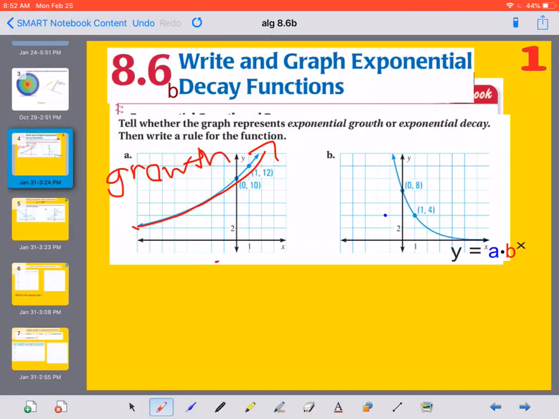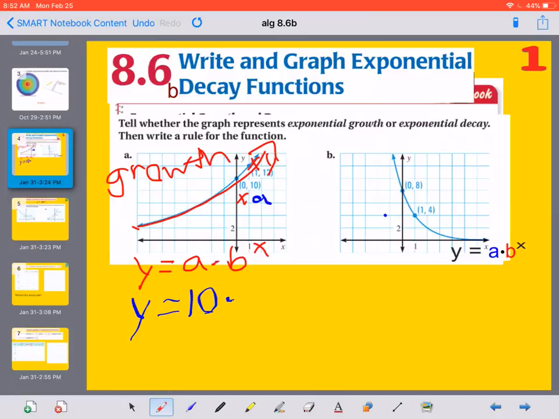Now I need to write a rule for this function, and we need to write it in y equals a times b to the x power. Well, I know that a is what y is when x equals 0, and I see that x equals 0 right there. So I must know that my a is 10. So we have y equals 10 times, now we don't know what b is yet, but we do know that we have 1 and 12, which 1 is x, y is 12.